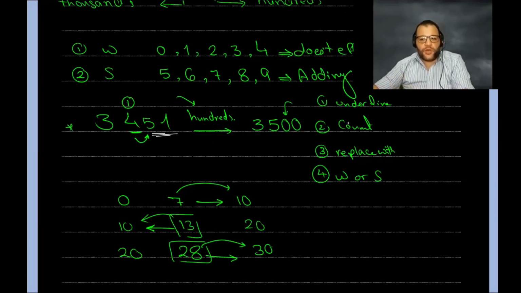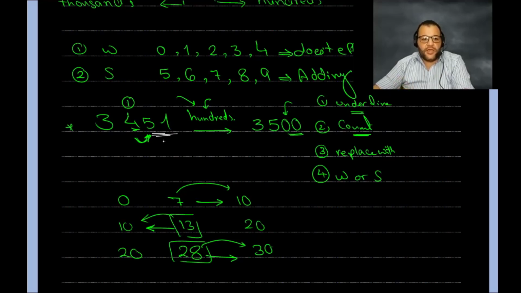So what are the steps that we will use to round? Step number 1, underline the digit. Which digit? The digit which lies at the hundreds place, which is 4. Then step number 2, look at the right. How many digits are at the right? We have 2 digits. Count the digits, then replace them with 0.